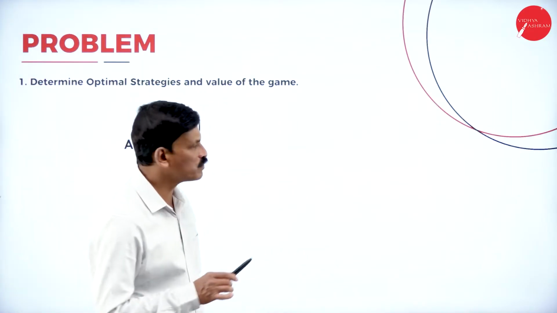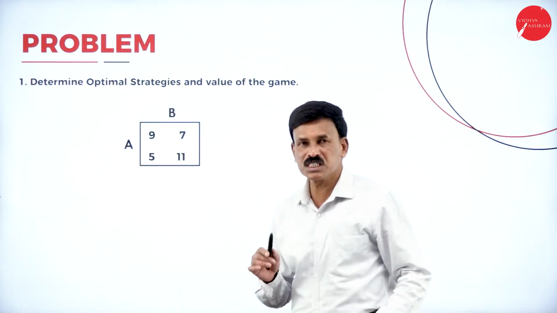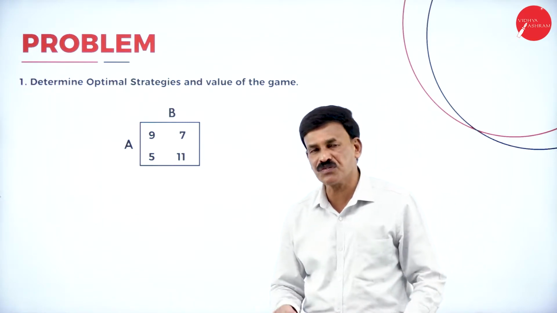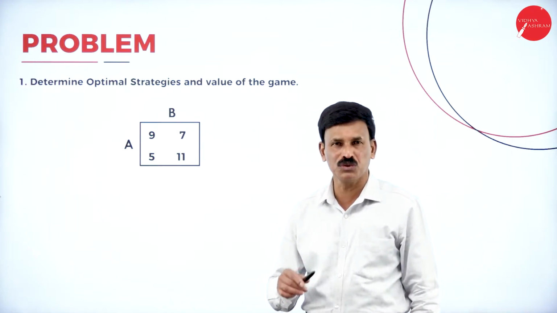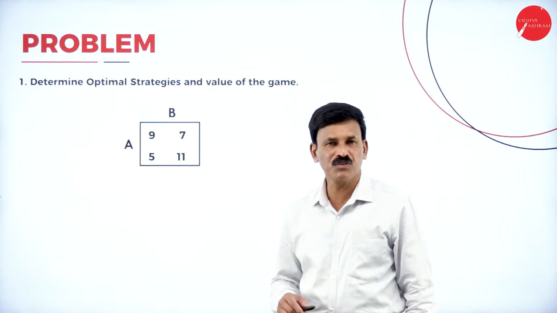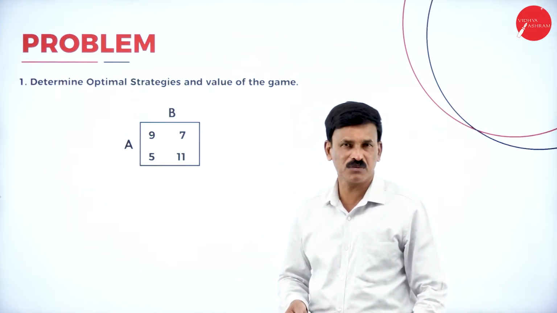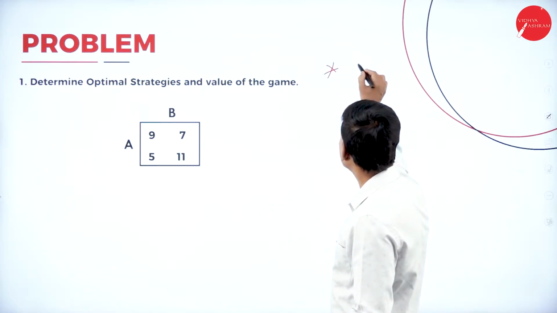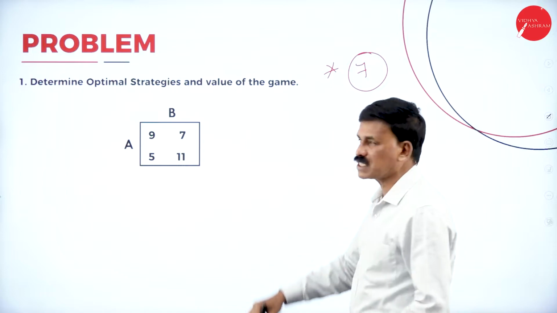Now let us come to the first problem. So this is type 2 problem. If the saddle point does not exist, then we have to find out the value of P1, P2, Q1 and Q2 using certain formulas, then the value of the game. This type of problems are very important. You may expect one question from this for 7 marks.